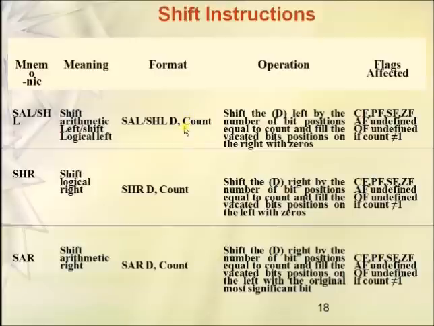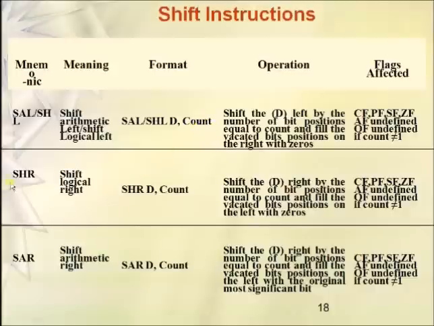If you want to shift the destination operand by 1 time, you specify it with an immediate value. If you want to shift the destination operand more than 1 time, you have to specify the count register. So initially we initialize the count register with the specific shift value, and that should be specified here.